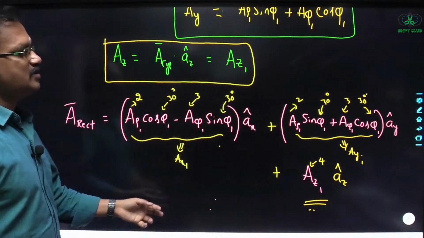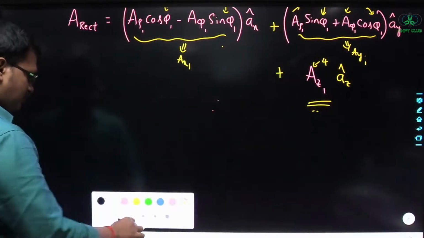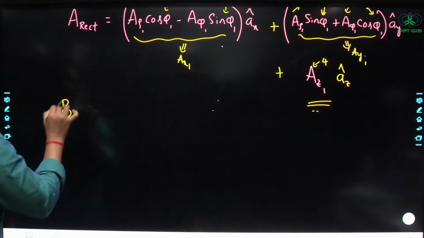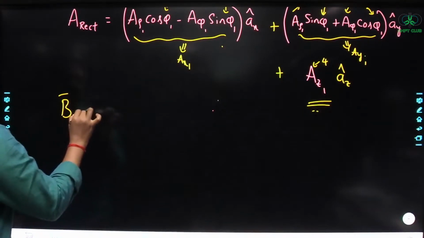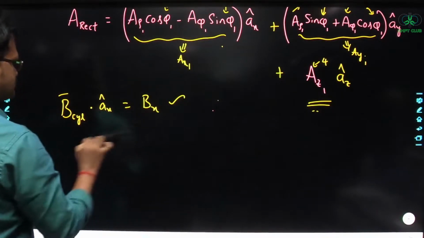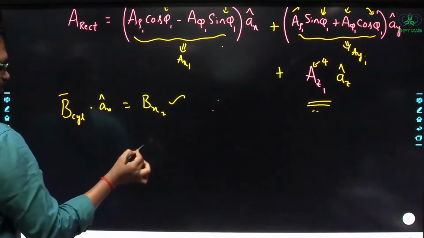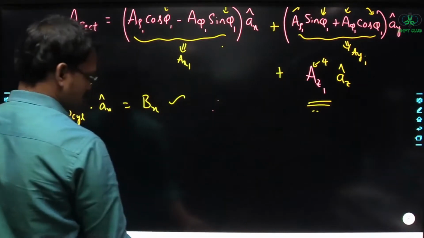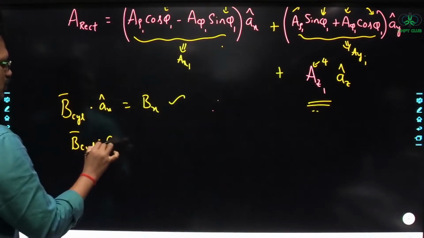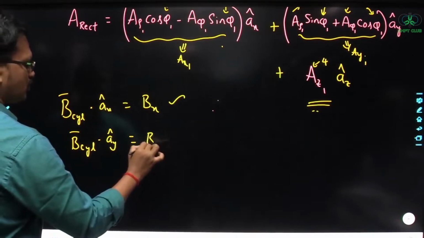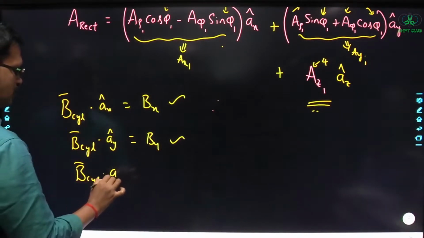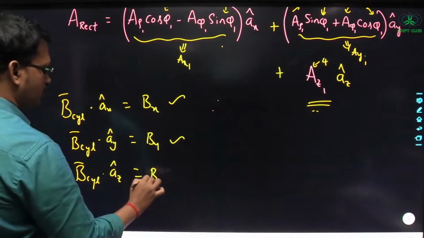So similarly you can determine for B bar here. If you take B bar cylindrical dot Ax cap, you are going to get Bx, okay? You can simply represent Bx. And similarly B bar cylindrical dot Ay cap, you are going to get By, and B bar cylindrical dot Az cap, you are going to get Bz.